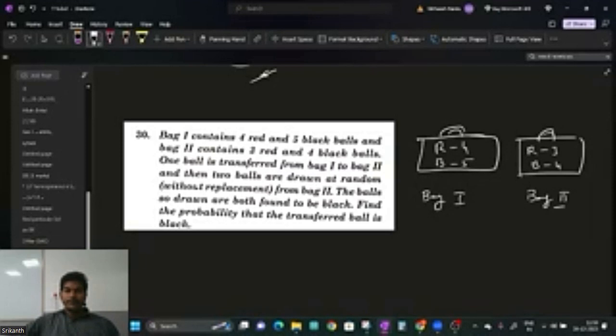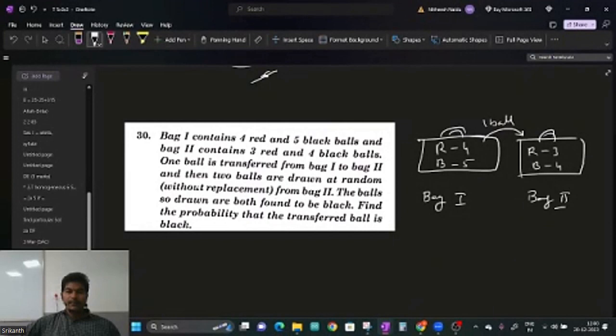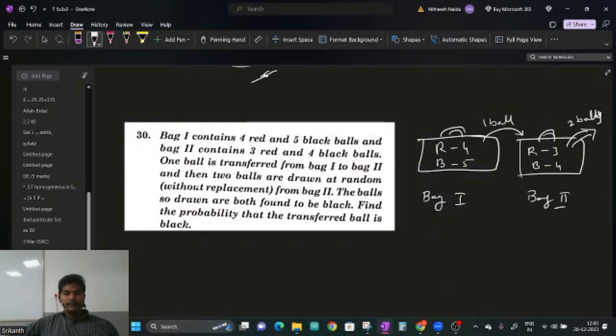One ball is transferred from bag 1 to bag 2. And then 2 balls are drawn at random without replacement from bag 2. The balls so drawn are both found to be black. Find the probability that the transferred ball is also black.